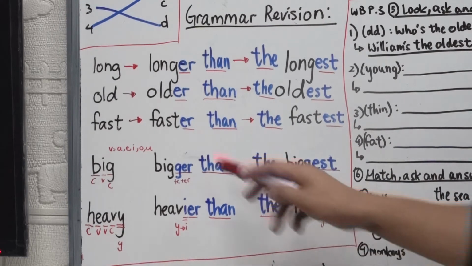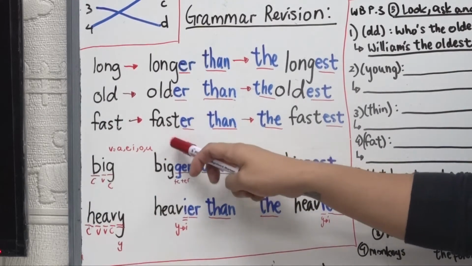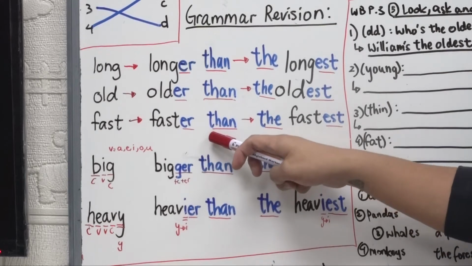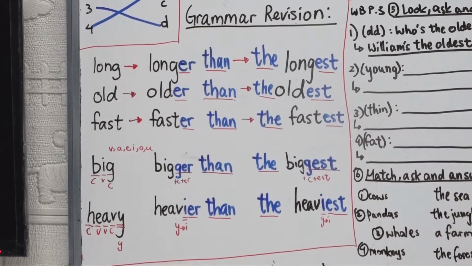So you can say the turtle is fast, but the cat is faster than the turtle. And then the cheetah is the fastest one, right? Because it's faster than the turtle and the cat. So the cheetah is the fastest.